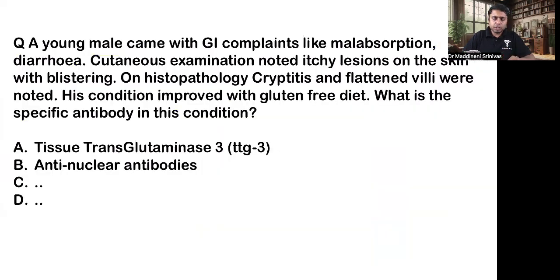And this is the next MCQ, straightforward we can say. If you know, you can answer, otherwise you cannot. This is memory based. A young male came with GI complaints with malabsorption and diarrhea. Cutaneous examination revealed itchy lesions associated with blistering. On histopathology, cryptitis and flattened villi were noted. Most likely this is a histopath from the gut. And the condition improved with a gluten-free diet. What is the specific antibody in this condition?